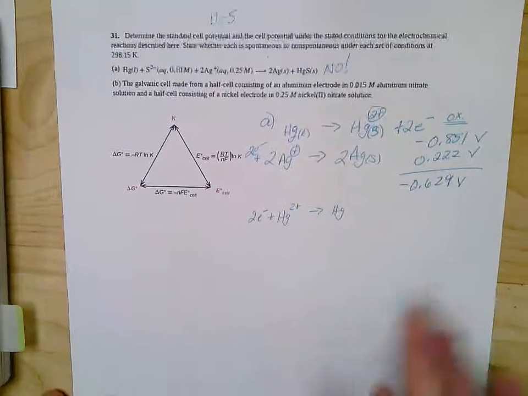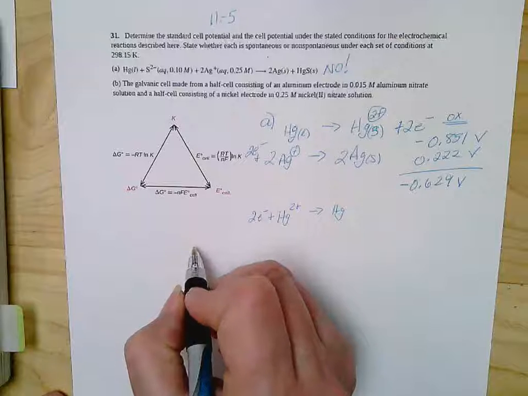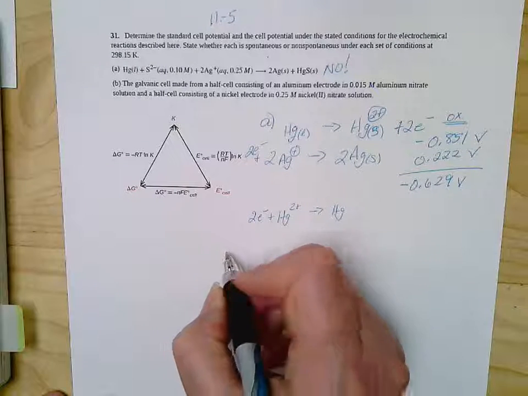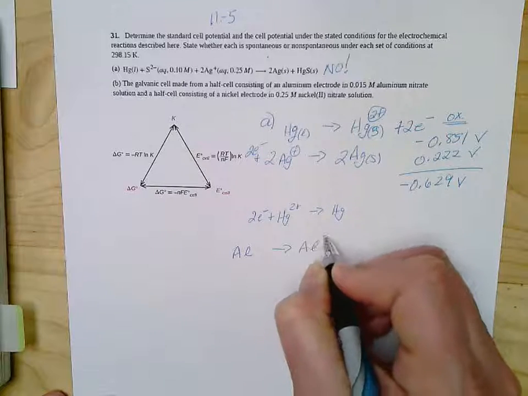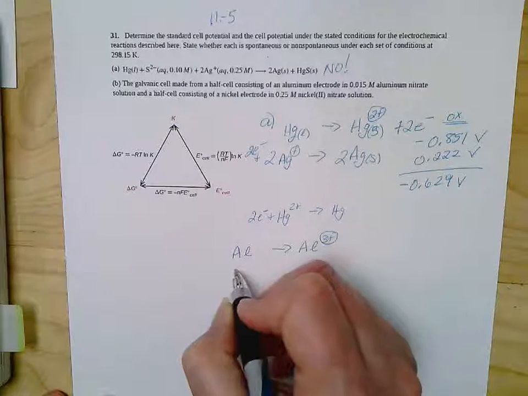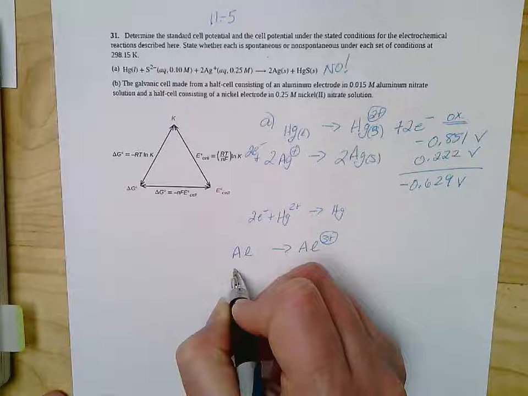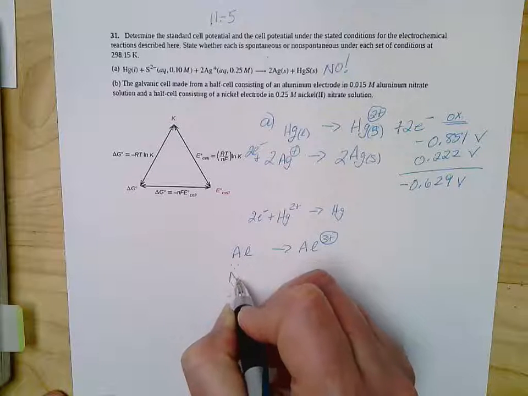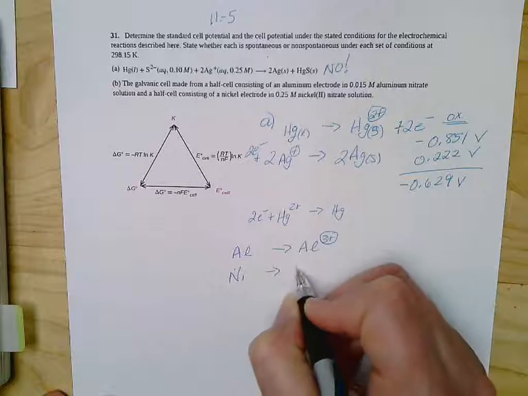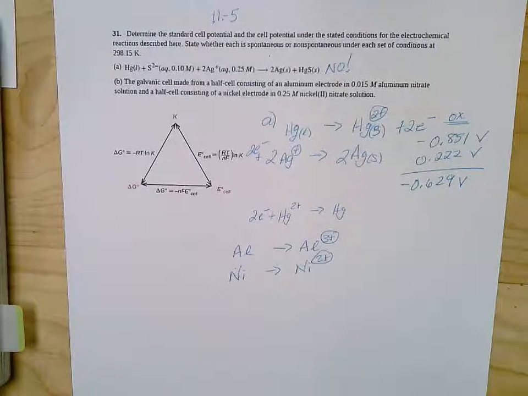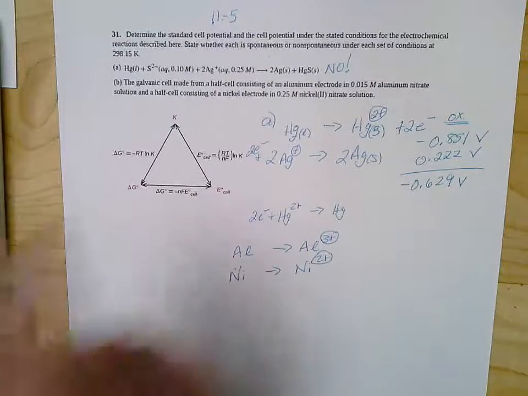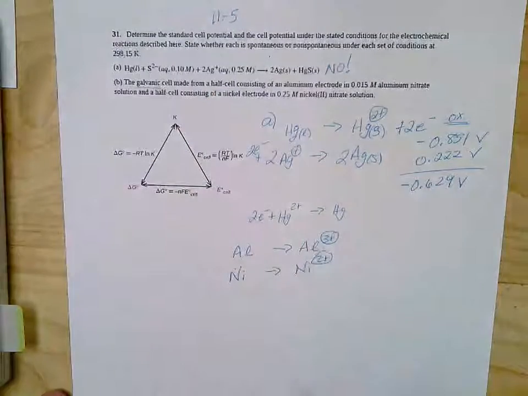B, the galvanic cell from the half reaction of aluminum electrode. They're just telling us what we have: aluminum electrode and aluminum 3 plus, and then we have nickel electrode and nickel 2 plus. I don't know which one's oxidation and which is reduction, but it did tell me it's a galvanic cell. So I'm going to have to make this a positive reaction.